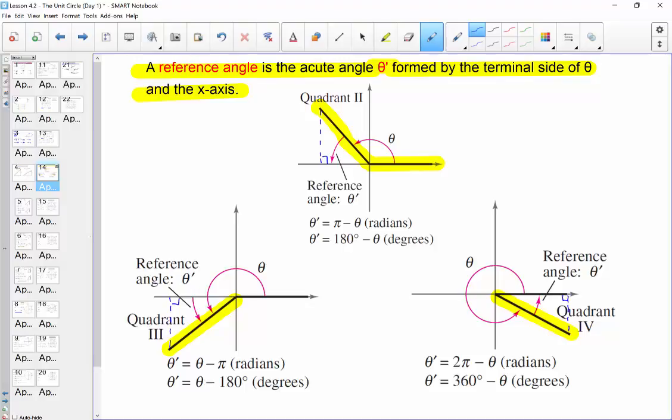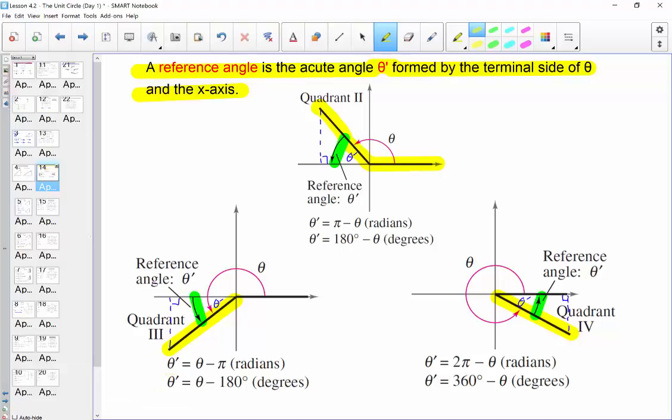Now we need to determine theta prime. Theta prime is located here in quadrant 2, here in quadrant 3, and here in quadrant 4. More specifically, it measures this angle in quadrant 2, this angle in quadrant 3, and this angle in quadrant 4. How we calculate the reference angle theta prime depends upon the quadrant in which the terminal side of the angle lies. Simply, theta prime is just the difference between the x-axis and the terminal side of the angle in that quadrant.